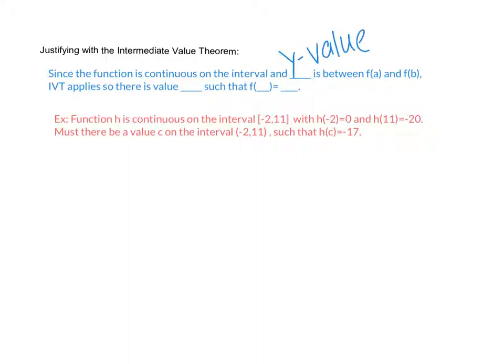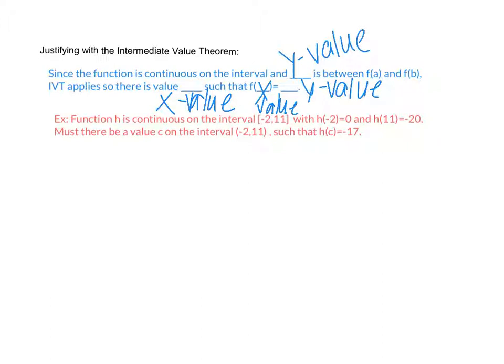IVT applies, so there is a value, this is your x value, such that f of that x value is equal to the y value. It's going to make a lot more sense when we do an example, so let's try this one. This red one is your example.